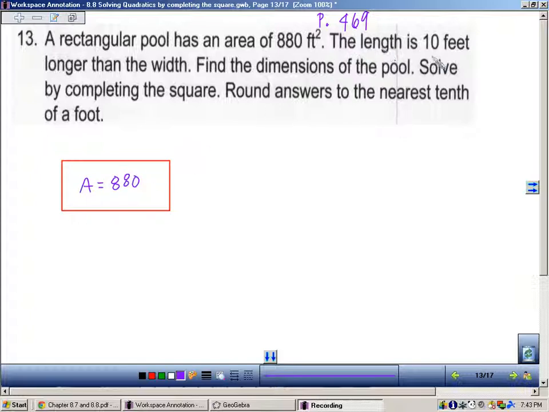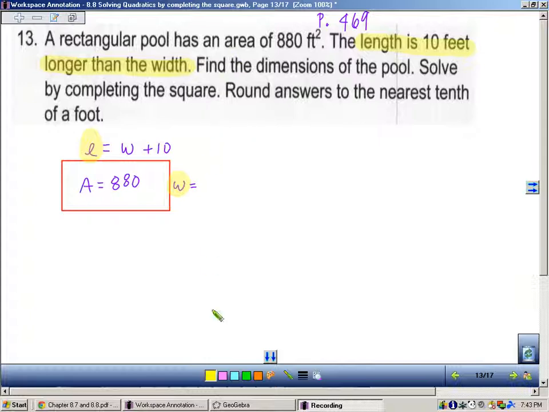Now, it says something about a length and a width. So the length of the pool is some amount, and so is the width. And what I notice is that the length is 10 feet longer than the width. So I know I'm going to add 10 feet to some amount. 10 feet longer than what? The width, W. That's very helpful to convert what I'm reading here into a mathematical expression. The width, hey guys, we don't know what it is, so it's just W.